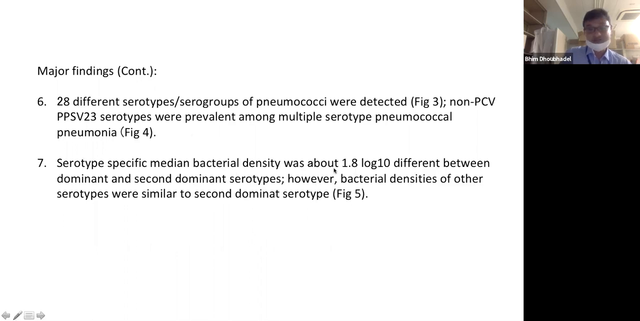Serotype specific median bacterial density was about 1.8 log different between dominant and second dominant serotype. However, bacterial densities of other serotypes were similar to second dominant serotype among multiple serotypes in multiple serotype pneumococcus pneumonia.